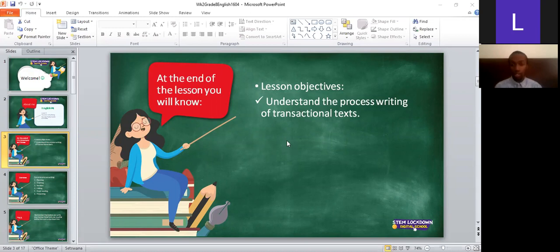So yes, process writing, we use it. It is the process which we use to plan our writing, so that whatever we write, whether it's an essay or a diary entry, a formal letter, an informal letter, whatever transactional text you're going to write, we can write something which is readable, understandable, and in the context of tests and exams, it will earn you good marks. So that's what this lesson is all about. We are going to go through the process writing of transactional text.